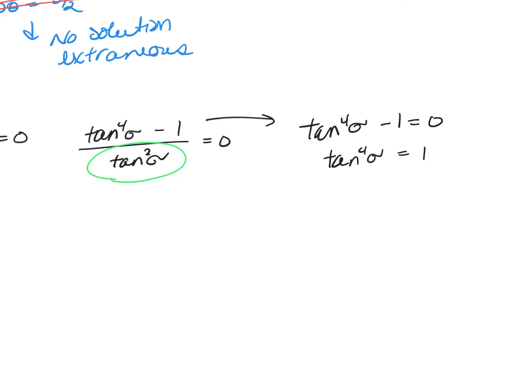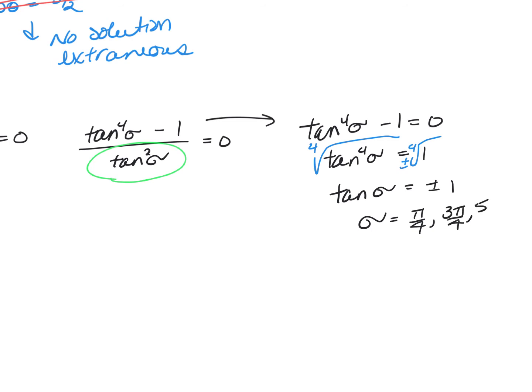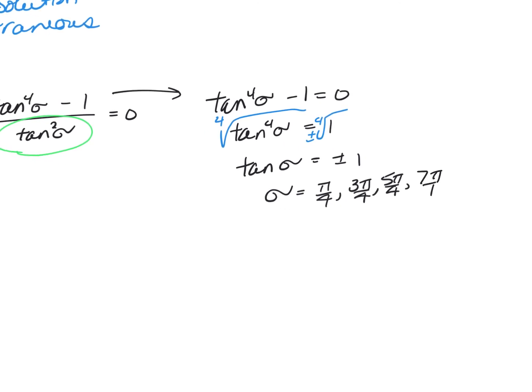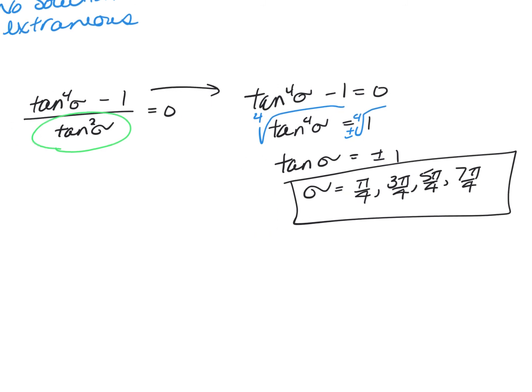I'm going to take the 4th root of both sides. When I take the 4th root of the right-hand side, don't forget the plus and minus. So I'm looking for the tangent of sigma, which is equal to plus and minus 1. This happens when sigma is pi over 4, 3 pi over 4, 5 pi over 4, and 7 pi over 4. Those are the locations in which tangent is equal to either 1 or negative 1.